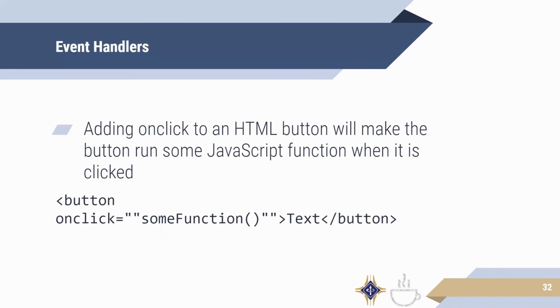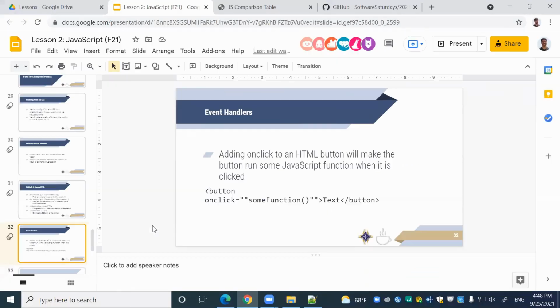Buttons are a little bit simpler. So we learned about buttons last week, how they're kind of useless without JavaScript. To add JavaScript, all you have to do is the button and then the word onclick equals, and actually that should be a single pair of quotes.